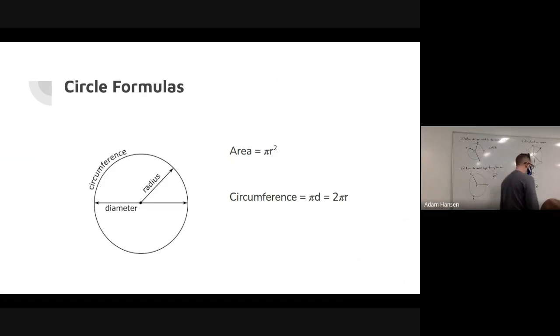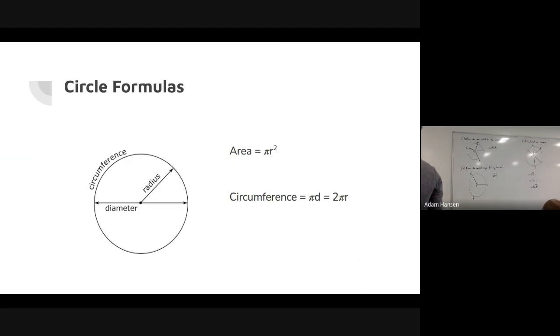On your formula sheets are two formulas for circles when it comes to area and circumference. The area of a circle is given by pi times the radius squared. Pi r squared is the area of a circle. The circumference of a circle refers to what? Isn't the circumference just the perimeter of the circle? If you were to walk around the circle, the circumference would be the length you would have walked.